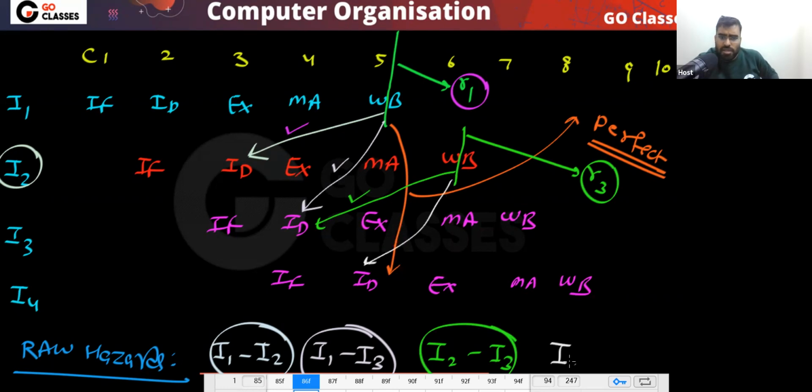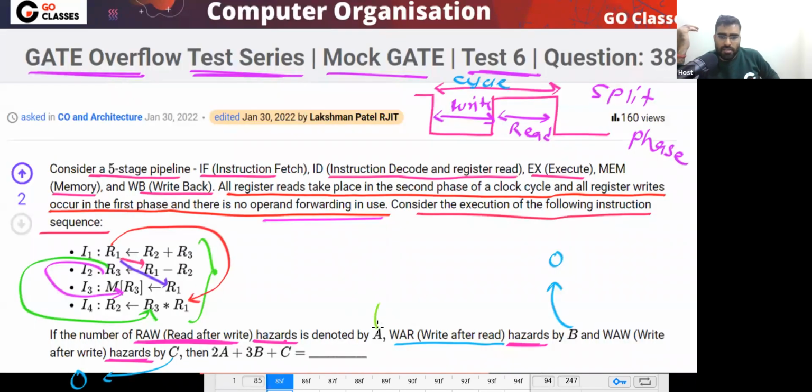So you can notice this I2, I4, this is also a hazard. So how many hazards? That's it. 1, 2, 3, 4. There are a total of 4 hazards. So your A value will be 4. The question is asking this. So the answer will be a total of 8.